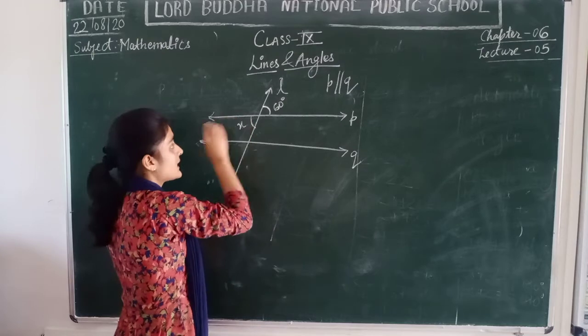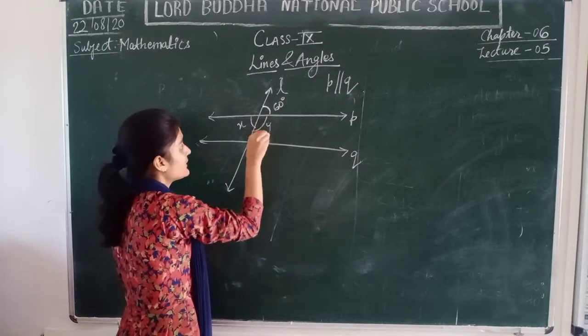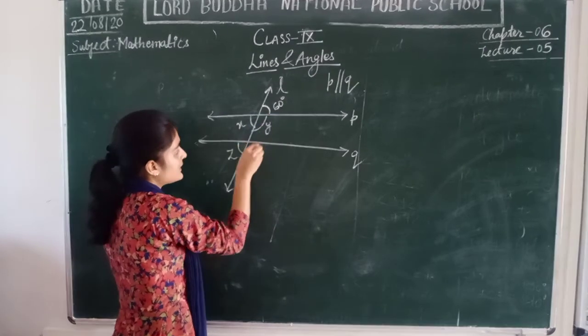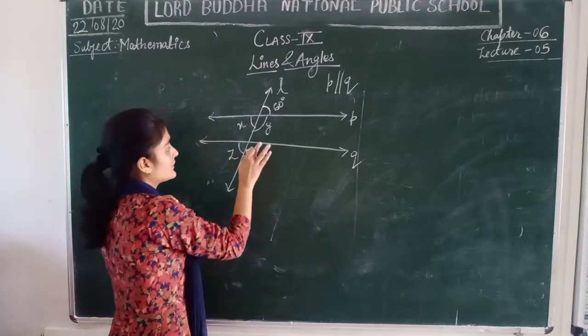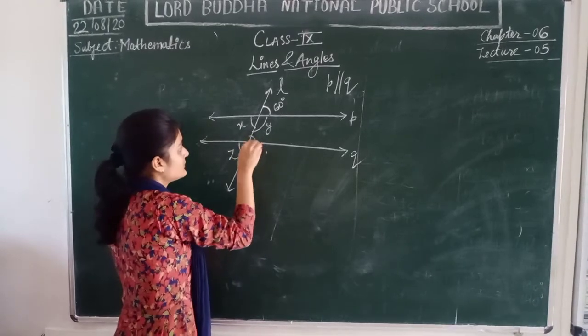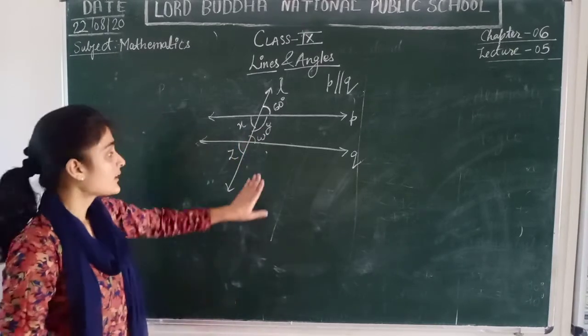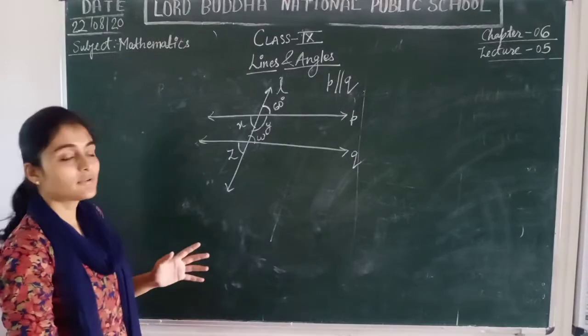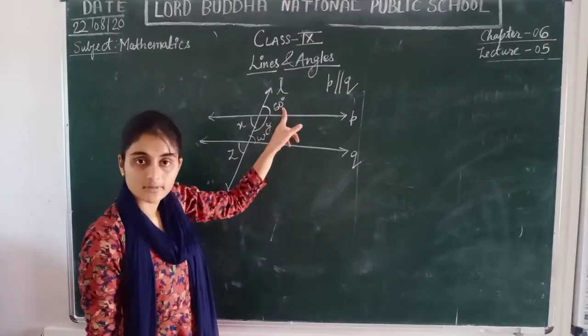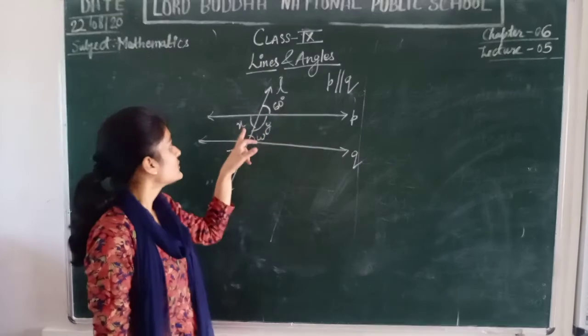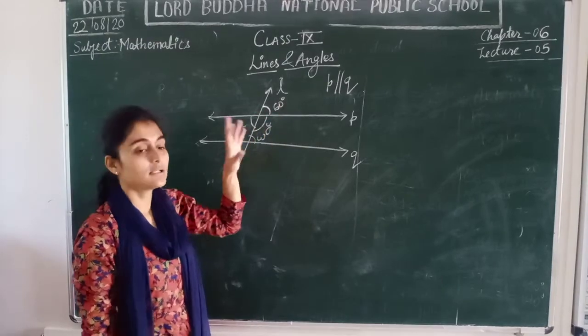Let the name of it be X. This one is your Y. This one is your Z. And this one is your W. Okay. So there is a small example in front of you. One angle is given. You have been asked to find the value of X, Y, Z and W.